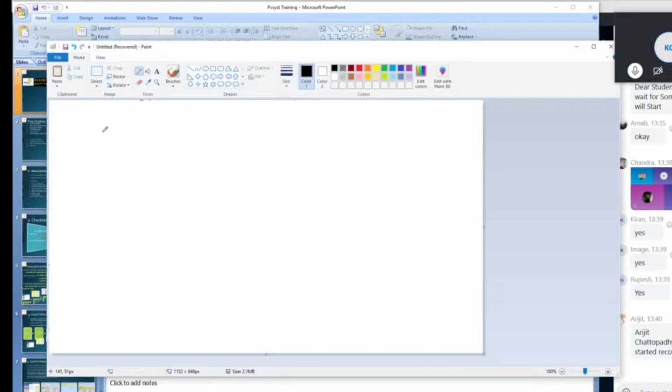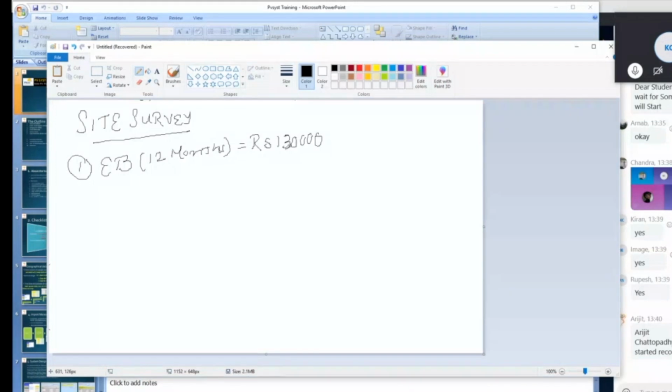So we have already learned the basic steps of a site survey. I'm just repeating it once today. First, we approach a client asking for the bill, that is the 12 months bill. Let's say, for example, we are getting 1,30,000 rupees, and we are considering the unit cost for that particular customer as 10 rupees per unit.